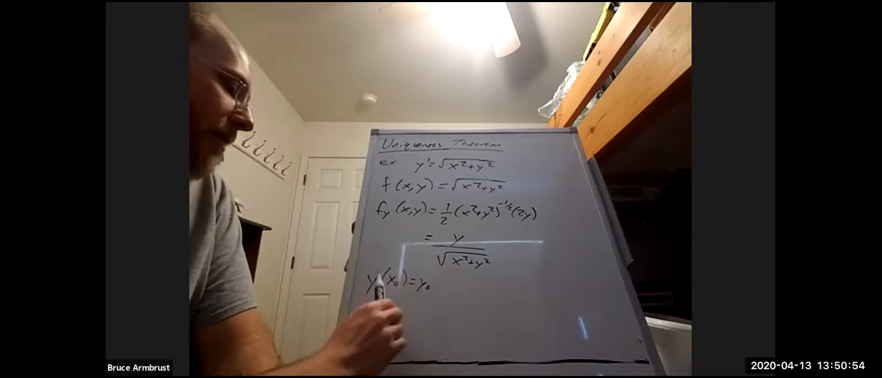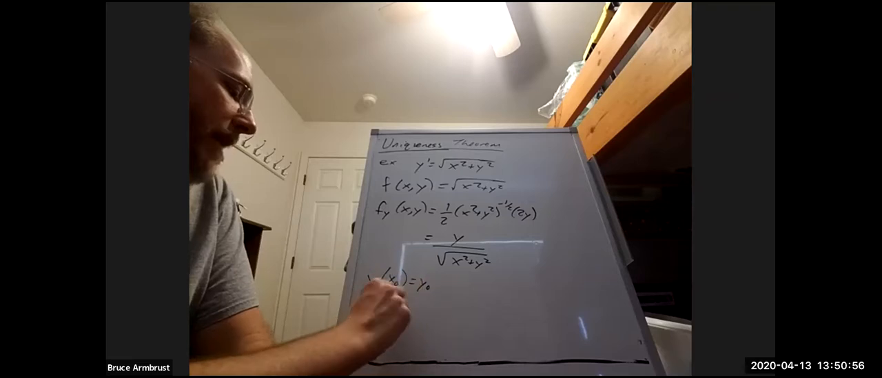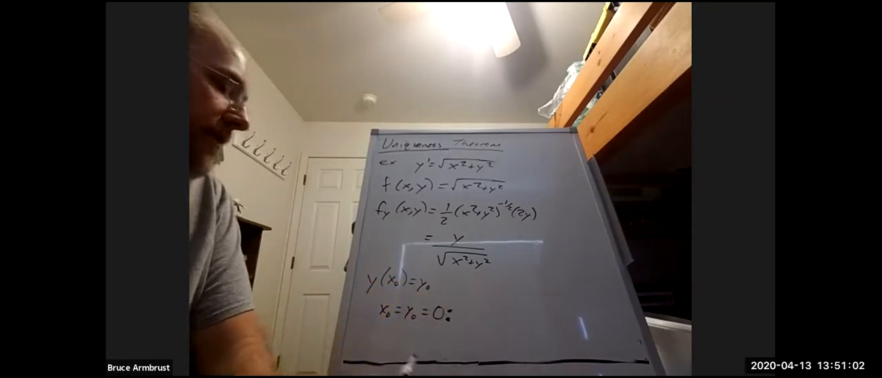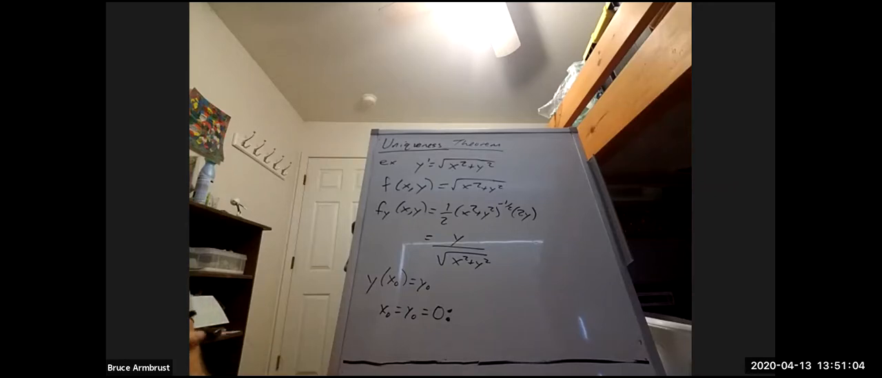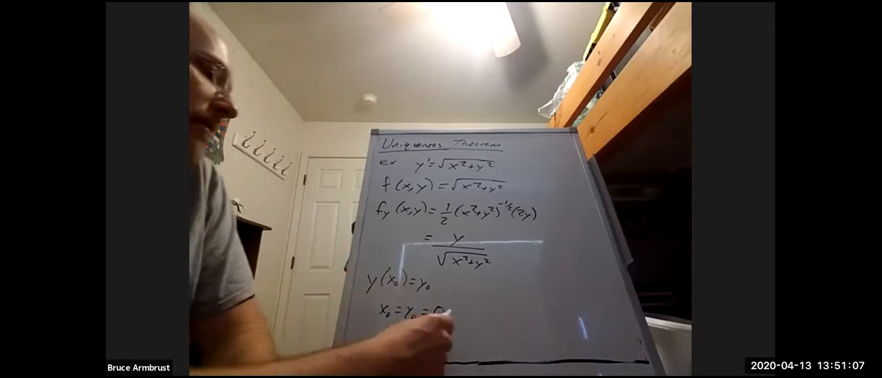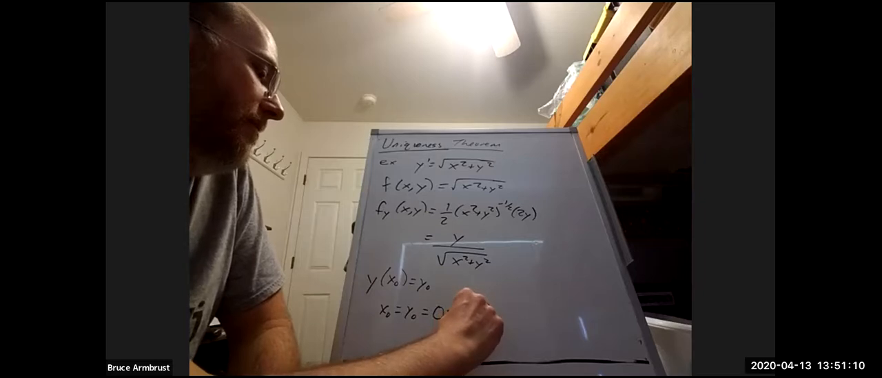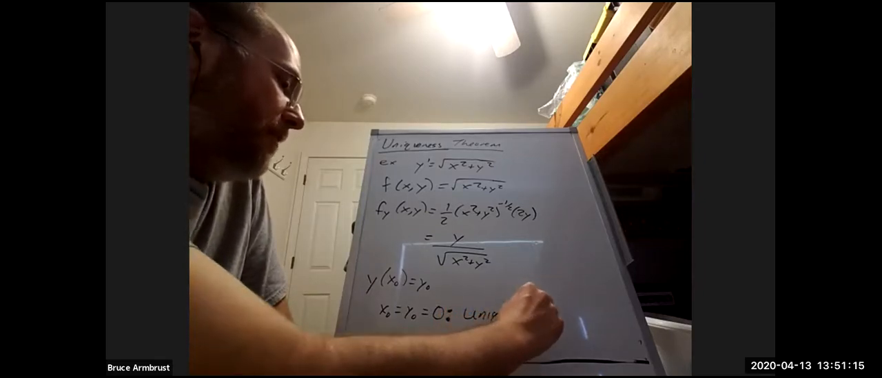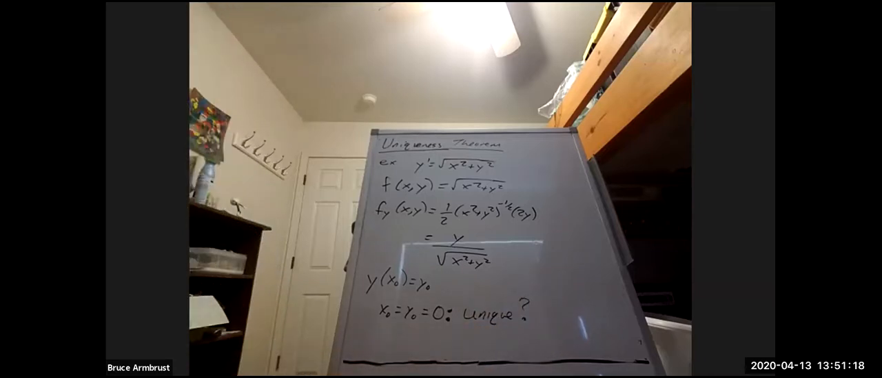So here's kind of how this is going to break down. We have two cases. The one is where they both equal 0. So this is going to be y of 0 equals 0. This one is we know nothing. So I'm going to put unique, and I'm going to put a question mark because we don't know. Could it be that there's a unique solution that passes through that? Maybe, but this doesn't tell us.